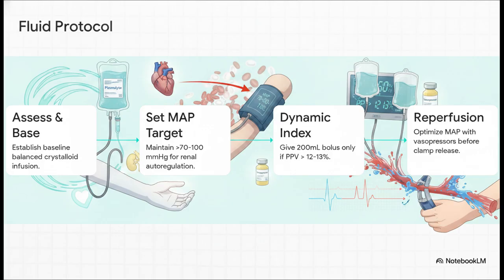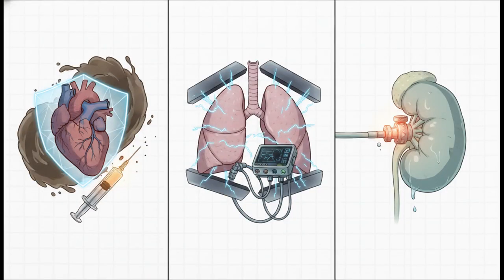Step 3. Apply your dynamic indices. Give small 200 to 250 mL fluid boluses only when PPV exceeds 12 to 13% and stop immediately when it drops below 10%. Finally, Step 4. Execute a tailored reperfusion strategy. We all know massive vasodilation occurs upon clamp release. Anticipate it. Manage it with vasopressors to optimize MAP prior to clamp release rather than prophylactically, blindly drowning the patient in crystalloid beforehand. Crucially, this protocol is not a one-size-fits-all.